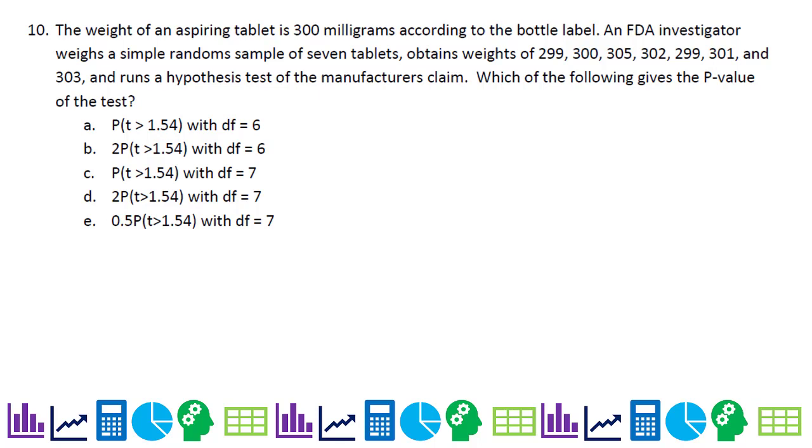Number 10, the weight of an aspirin tablet is 300 milligrams according to the bottle label. An FDA investigator weighs a simple random sample of 7 tablets, and he obtains the weights of 299, 300, 305, 302, 299, 301, and 303. And he runs a hypothesis test of the manufacturer's claim. Which of the following gives the p-value of the test?